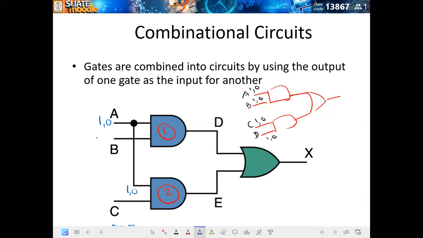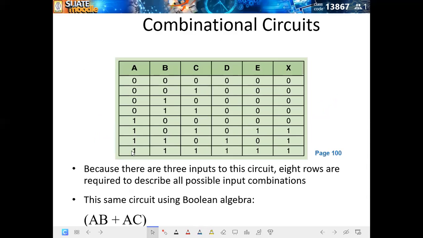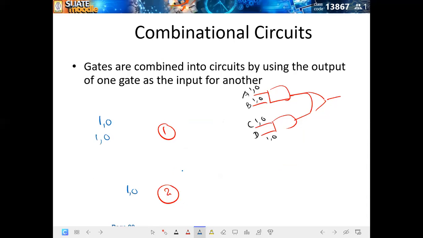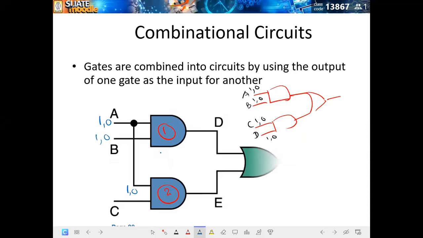But here B we are going to provide 1 or 0, right? But there's no relationship with this input, right? That means the conditions or the states given to the input of B has no relationship with the conditions which are given to the input C of the second AND gate.